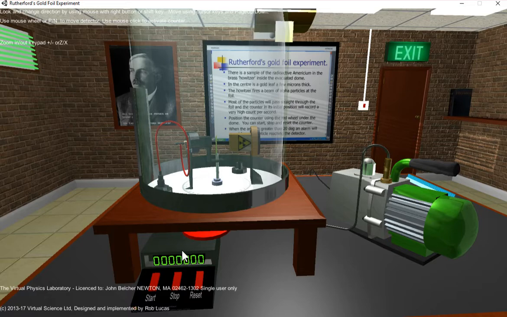The alpha particle source is in a lead box with a small hole which creates a narrow beam of particles that are aimed at the thin sheet of gold foil in the centre of the apparatus. The apparatus is within an evacuated chamber to prevent the alpha particles hitting molecules in the air.